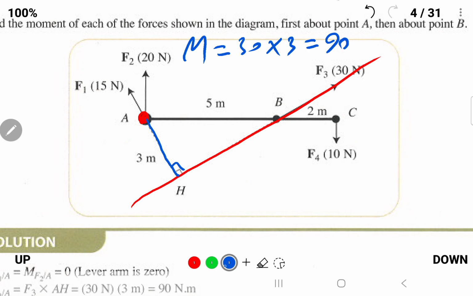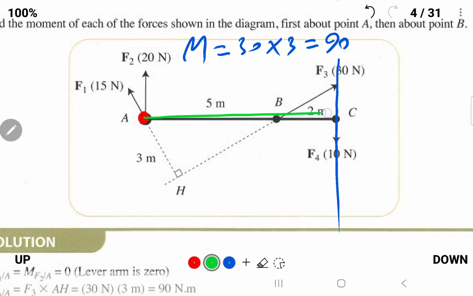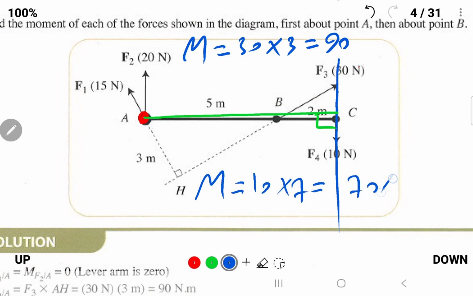What about F4 now? For F4, we make it a line, and the distance between the dot and the line is clearly 7. So now, the moment of F4 is 10 times 7, which is 70 Newton meter. This is the moment of the 4 forces about A.